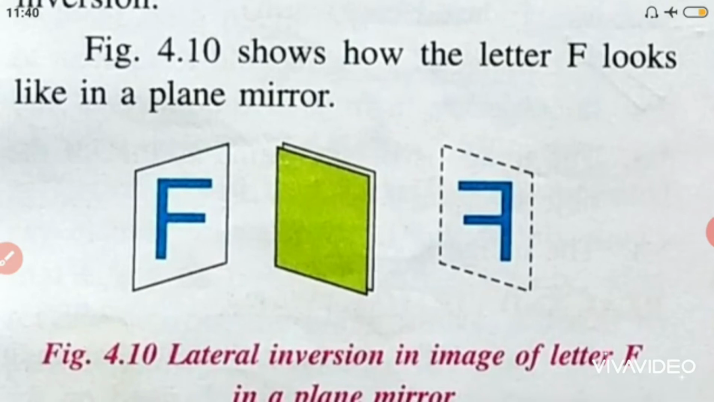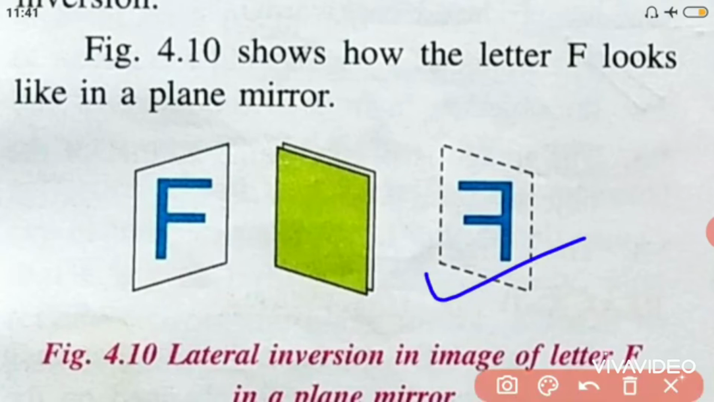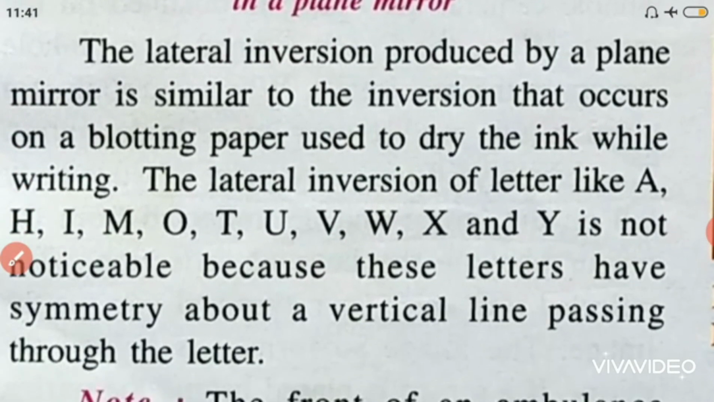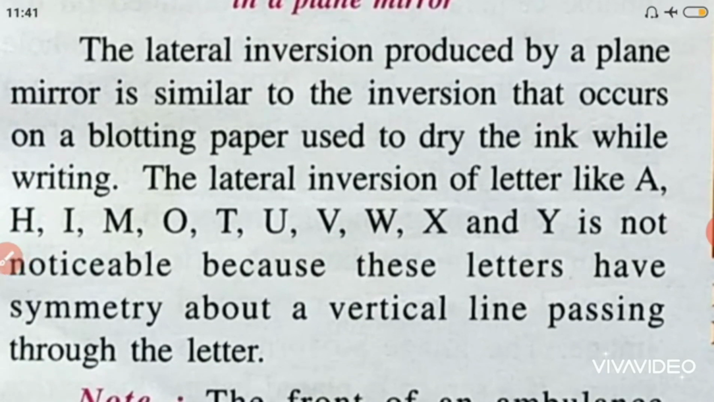As you can see in the figure given in your book, suppose there is an F written in front of the mirror, so the image that is formed in the mirror is opposite. Now, the lateral inversion produced by a plane mirror is similar to the inversion that occurs on a blotting paper used to dry the ink while writing.